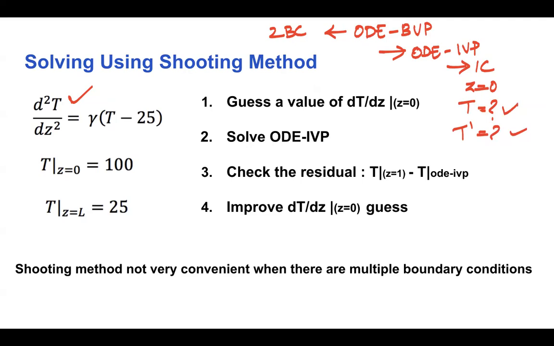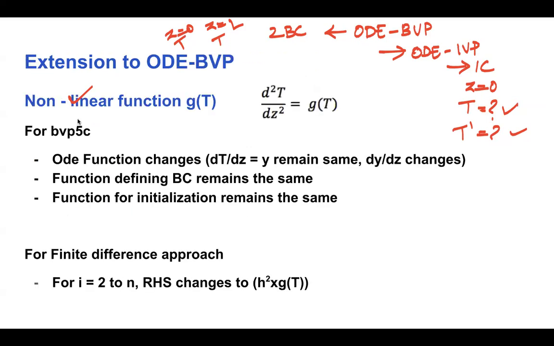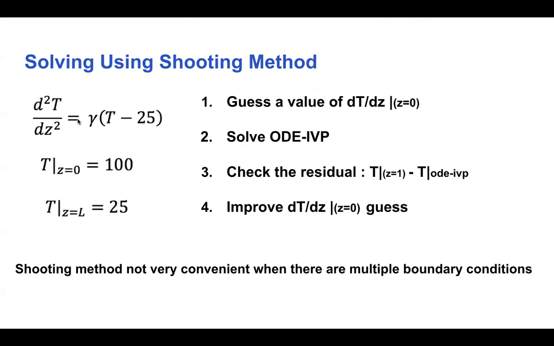Here what we know is at z equal to 0, we know T, and at z equal to L, we know T. This is the BVP problem. So how do we convert this into an IVP? In this question, we don't know what T dash is at z equal to 0. That information is not with us. We only know what T is at z equal to 0. So we first assume a value for T dash, and let us solve the ODE IVP problem using the traditional ODE solvers we have.